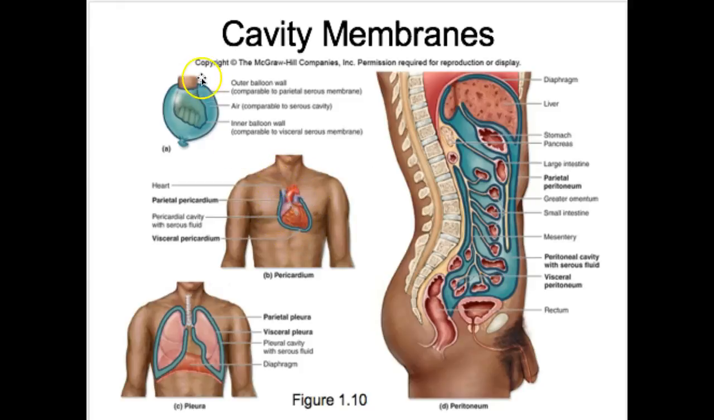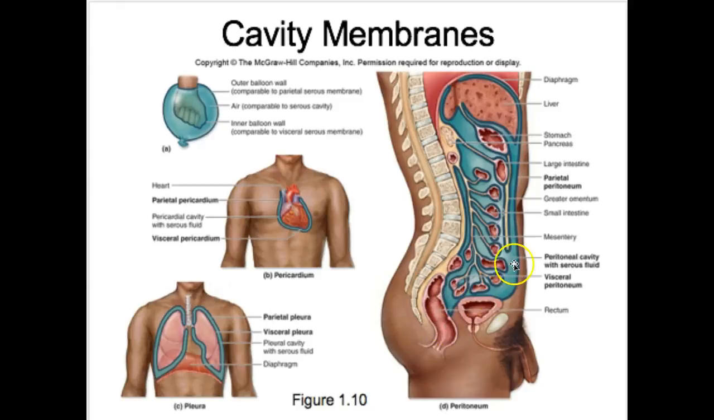You'll see very much like a hand being punched into a balloon, which is why you see this in pretty much every textbook ever. There's always a hand punching into a balloon. The visceral layer adhered to the organ. Parietal layer continuous with the visceral layer. The serous fluid is inside this environment here.